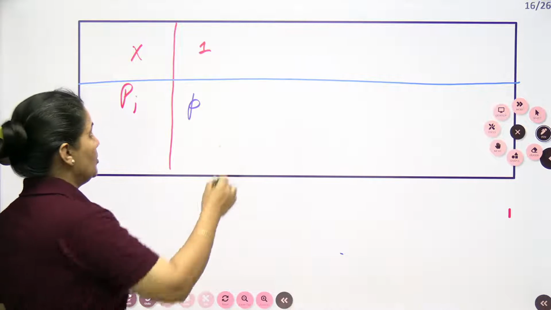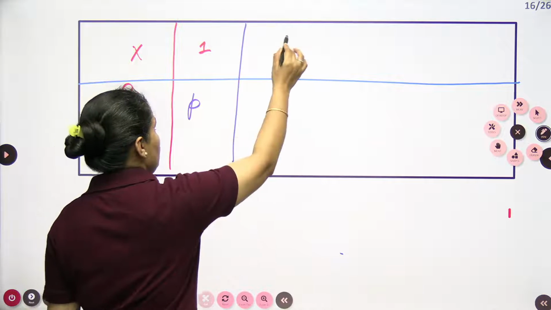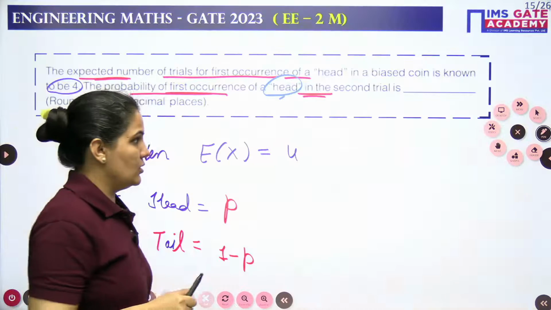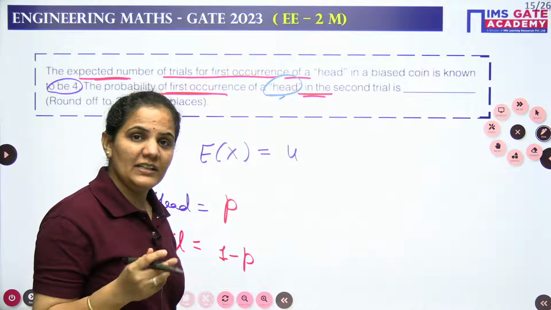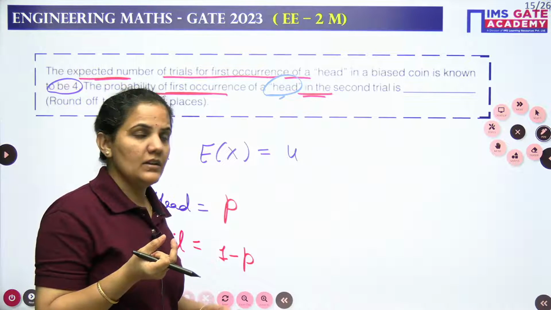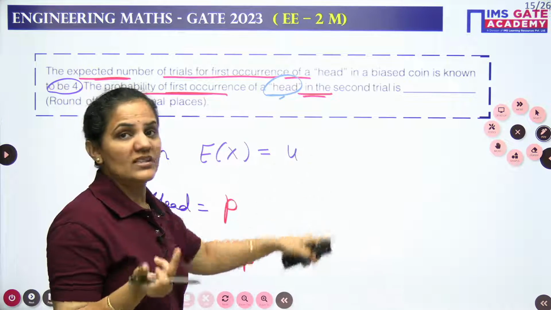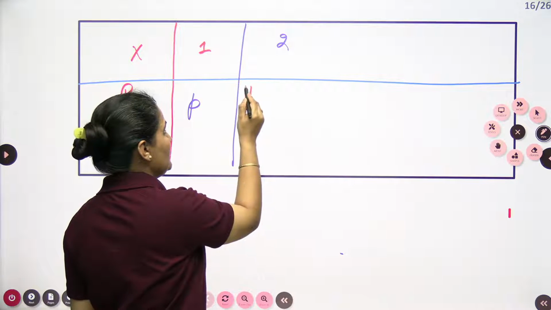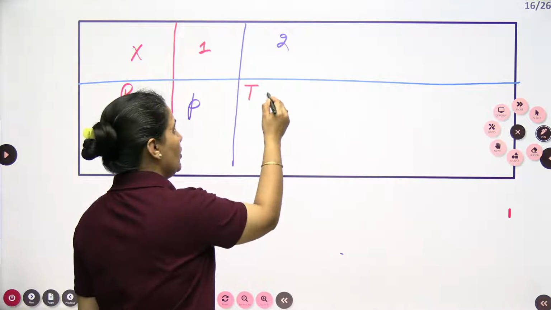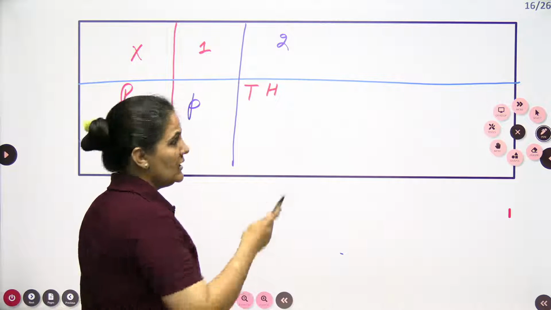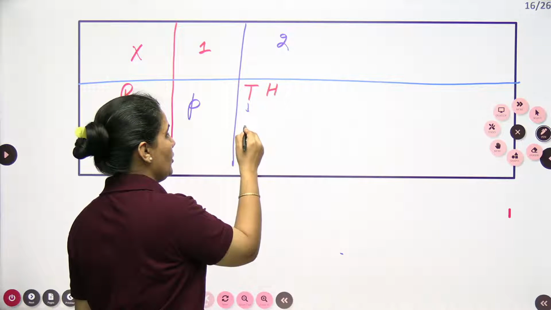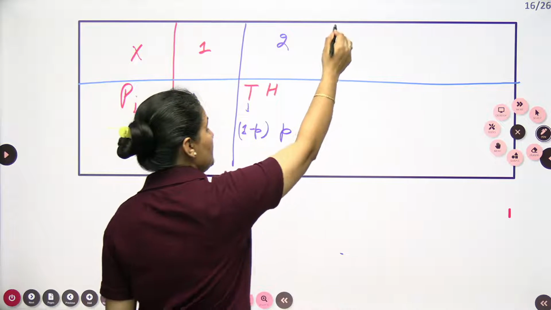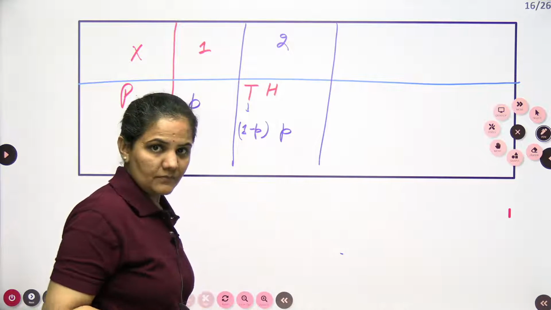Suppose I throw my coin 2 times and in this case I have the head. It means you are asking about the head on the second trial. So on the first trial you are having tail, and on the second trial you are having head. Getting tail has probability 1 minus p, and getting head has probability p. Like this I can proceed.